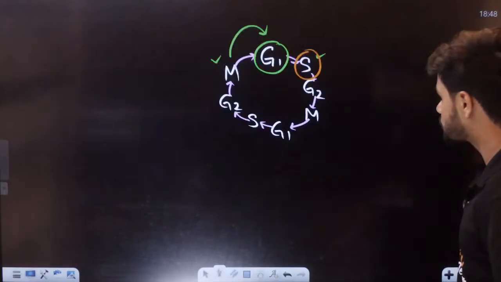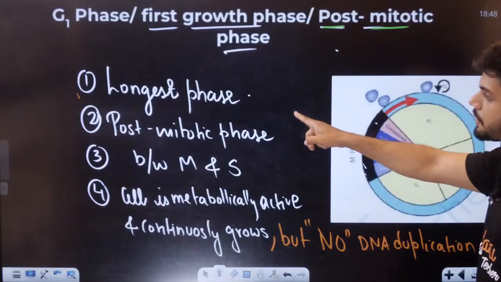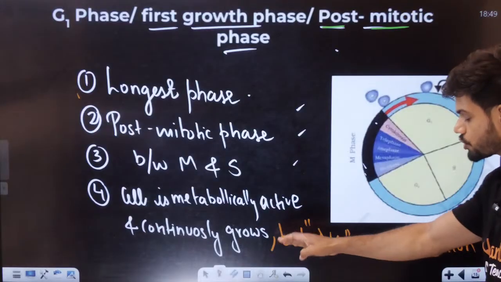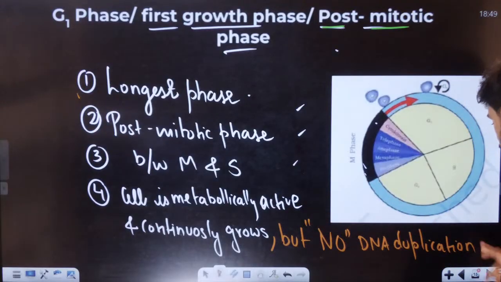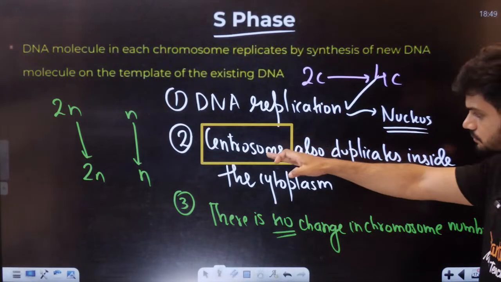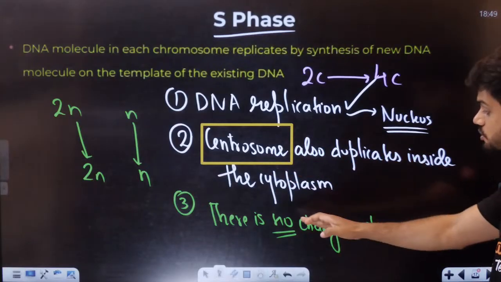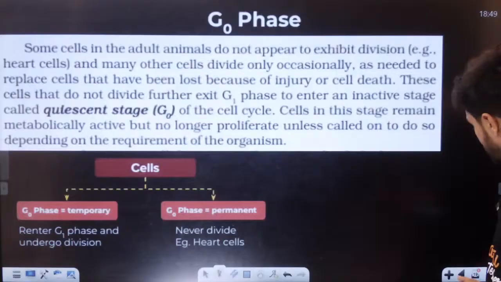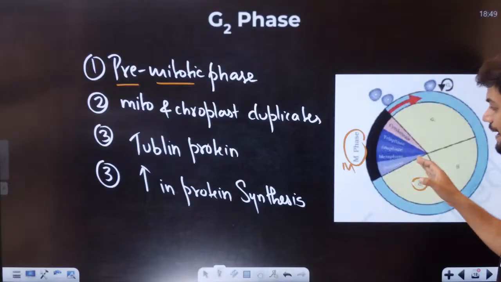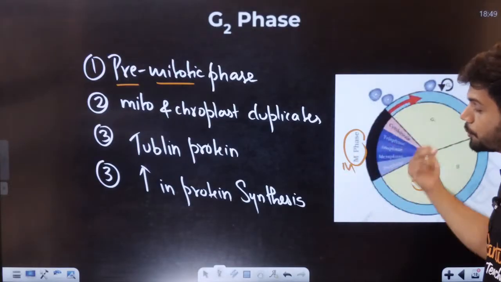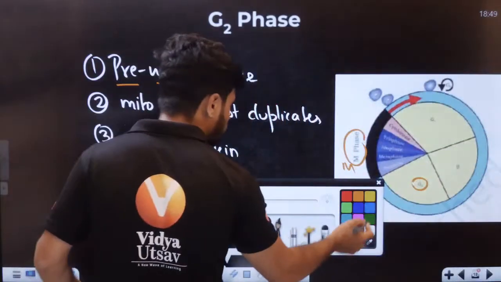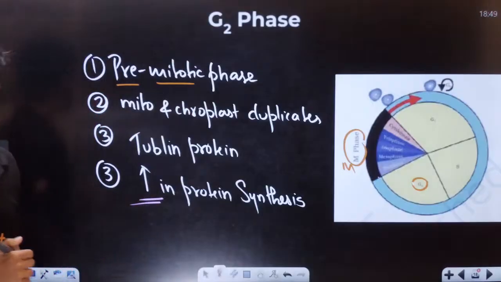So, let's go back, students. Here first we have the G1 phase: longest, post-mitotic, between M and S, the cell is metabolically active and continuously grows, but there is no DNA replication. Then we have the S phase: DNA replication happens here, the centrosome also duplicates in the cytoplasm, and there is no change in chromosome number. Then finally we have the G2 phase, pre-mitotic, happening before the M phase. Here mitochondria and chloroplast also duplicate, tubulin protein duplicates, and in general there is an increase in protein synthesis.